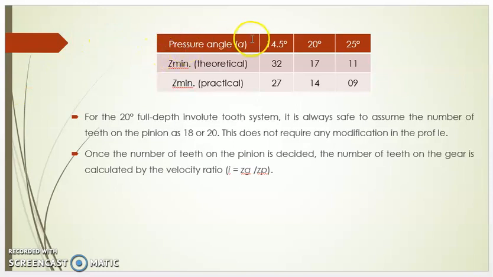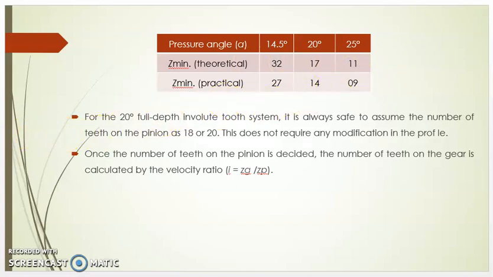For a pressure angle of 14.5 degree, Z minimum theoretical is equal to 32, Z minimum practical is equal to 27. For 20 degree pressure angle, Z minimum theoretical is equal to 17, Z minimum practical is equal to 14. For 25 degree pressure angle, Z minimum theoretical is equal to 11, Z minimum practical is equal to 9.